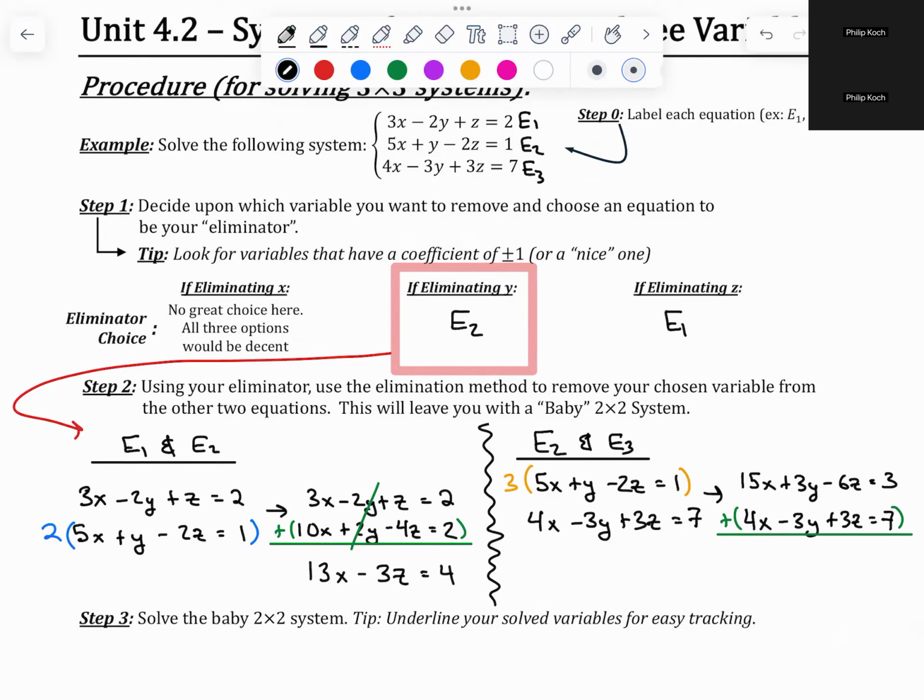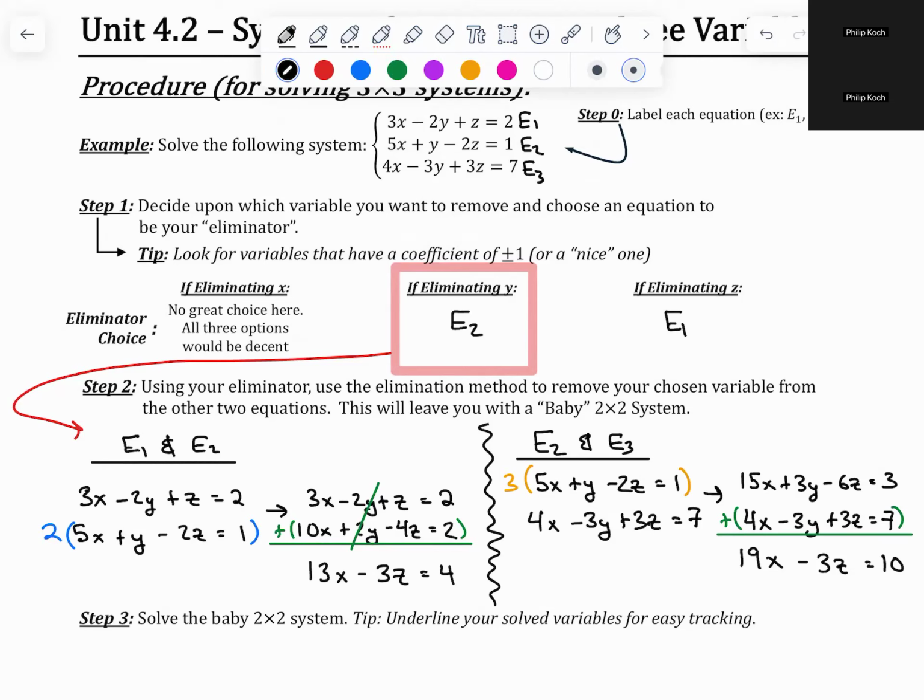You get 19x minus 3z is equal to 10. So in doing this, we've reduced our 3x3 system to a 2x2 system, which very scientifically is called a baby 2x2 system. That's what they call it in all the textbooks. Trust me. No, they don't call it that. So now we'll solve that system by any means necessary.